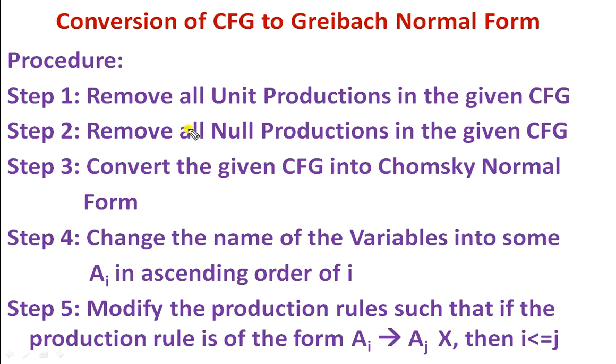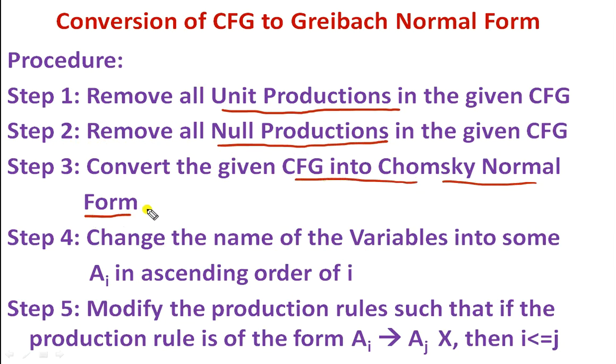We need to follow 5 steps to convert the given context-free grammar into Greibach normal form. Step number 1, remove all unit productions in the given context-free grammar. Step number 2 is remove all null productions in the given context-free grammar. Step number 3, convert the given context-free grammar into Chomsky normal form. All these 3 steps we have discussed in our previous videos. You can find those videos in the description.